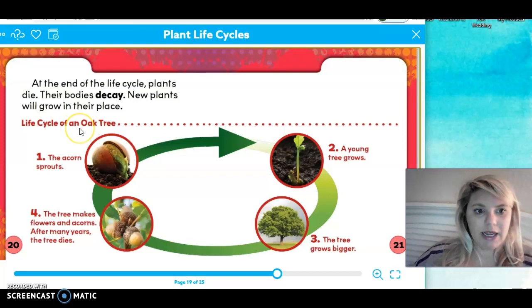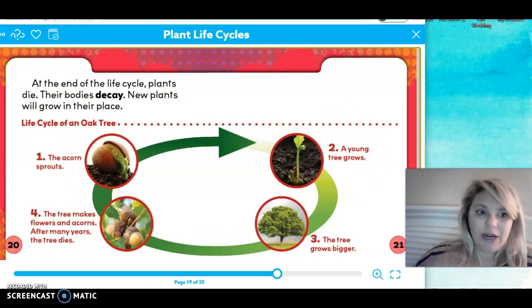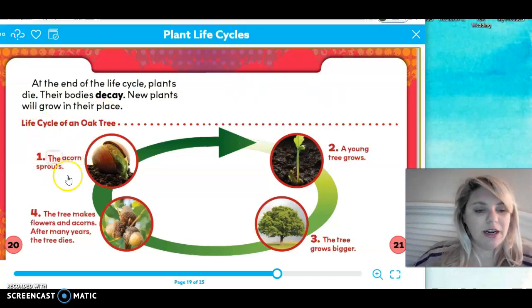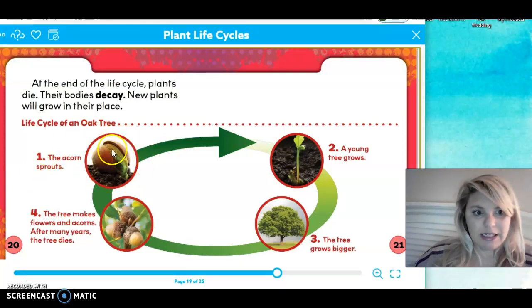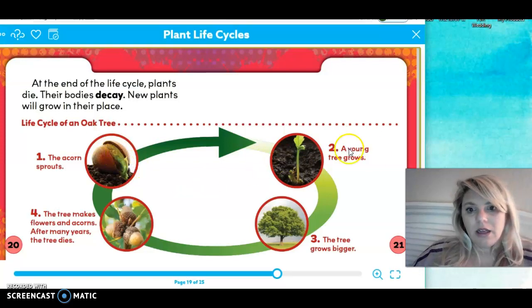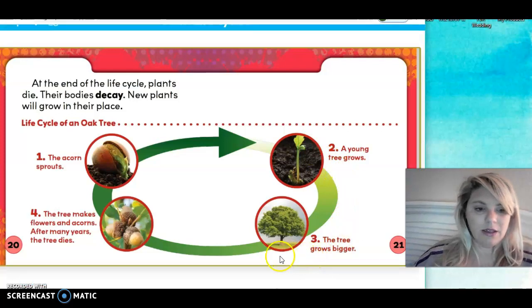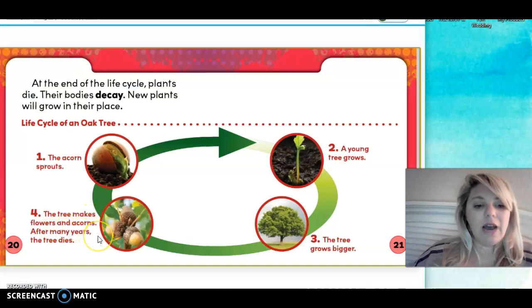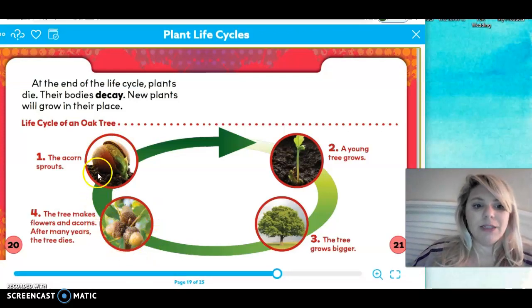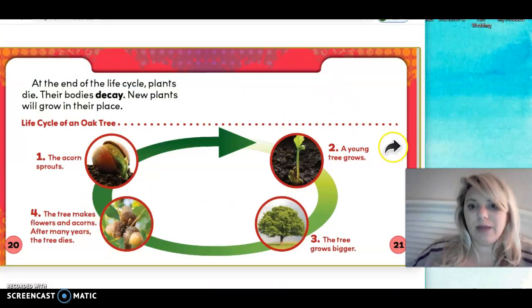Now here's a life cycle of an oak tree. So we're learning about life cycles. It begins and it keeps on going and going. So let's start here. The acorn sprouts. There we have an acorn. You might see acorns around outside. So it's starting to sprout. You see the seed has broken. A young tree starts to grow. The tree grows bigger. And then the tree makes flowers and acorns. After many years, a tree might die. But then those acorns can go back to sprouting and the life cycle starts all over again for that plant.